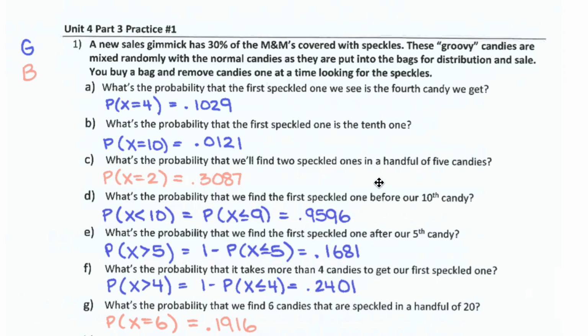Part D, we want the probability that the first speckled candy comes before the 10th. That means we want probability of x less than 10, or the same thing as probability of x less than or equal to 9. This is geometric cumulative. The answer is 0.9596. Part E. Now we want probability of x greater than 5, so we use complement. 1 minus probability of x less than or equal to 5 gives you 0.1681.